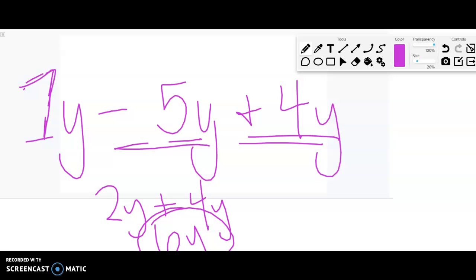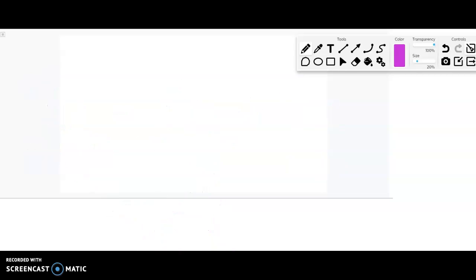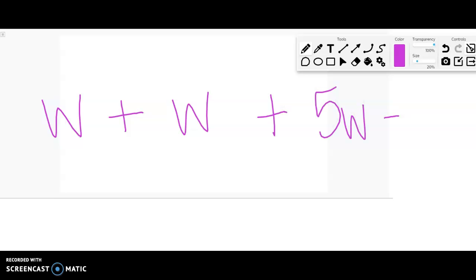The next one is going to be another step up where we're going to add some other pieces in there. But for now, they all will have the same variable, so we can just add or subtract them all together. Let me give you another example just with the single variables. So if I had like w plus 5w minus 2w. Okay, well, w plus w, that's just 1 plus 1 is 2, plus 5 is 7w, minus 2 is 5w.